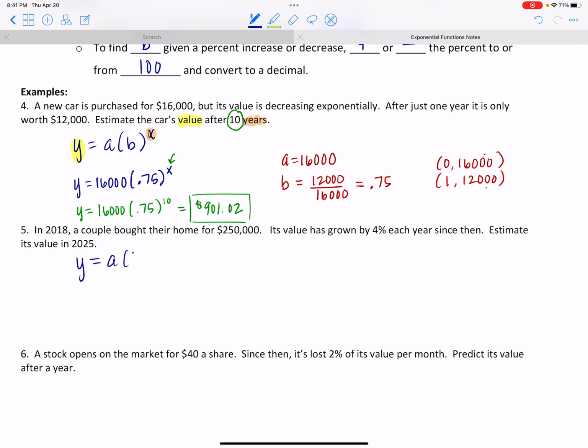So a times b to the x power, where again I'm going to let x represent the years, and I'm going to let y represent the value, because the value is dependent on how many years this thing has been sitting on the market or growing in value, or whatever it is, in this case growing in value. Okay, so a is my starting value, and that's given to me as $250,000. That's what they bought the house for.